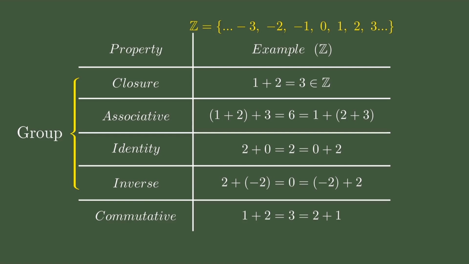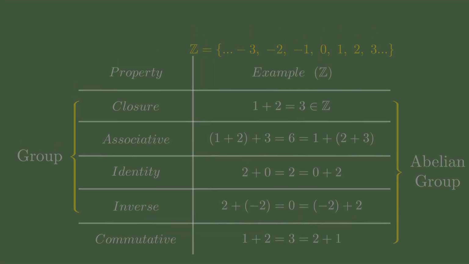But we have one more fifth property, which is called the commutative property. It says that the order of elements while applying the binary operation does not matter. For example, here, whether you add 1 plus 2 or 2 plus 1, you are going to get the same answer, which is 3. When a group has the fifth property along with the first four properties, it is called an abelian group. We will see later in this video that in general, for n greater than 2, the dihedral group is not an abelian group.